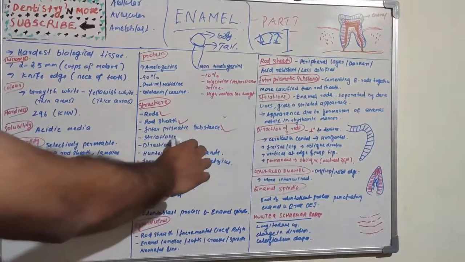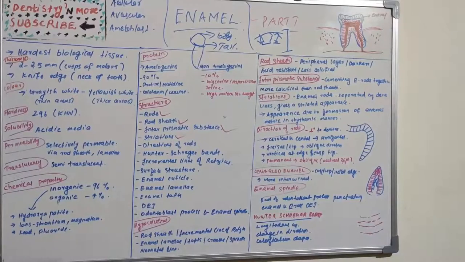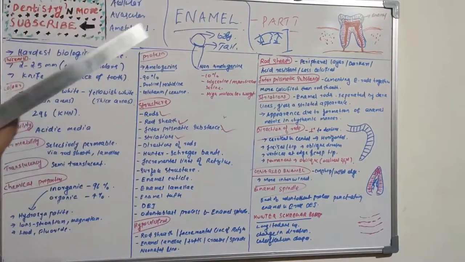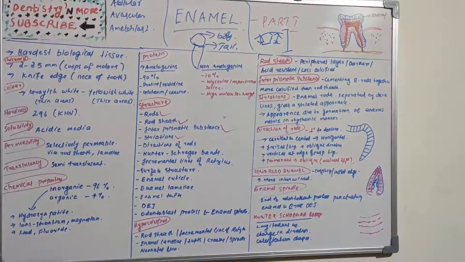Next we have striations. Enamel rods are built up of segments of uniform length, about 4 micrometer. Okay, and these are separated by dark lines that give it a striated appearance. So there will be a striated appearance due to the dark lines, and they are more visible by the action of mild acids. The appearance is because of the formation of enamel matrix in a rhythmic manner. So always the deposition of minerals or enamel formation or the matrix formation is in a rhythmic manner. So it will be added layer by layer. So there will be presence of striations between these layers, and they are more pronounced in hypocalcified areas.